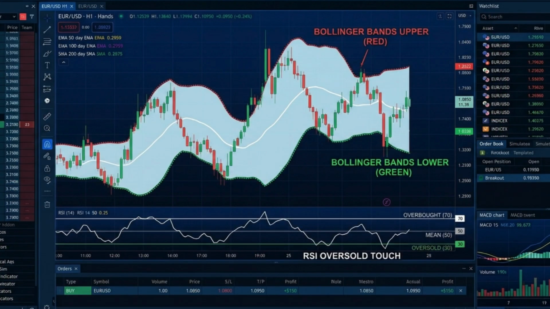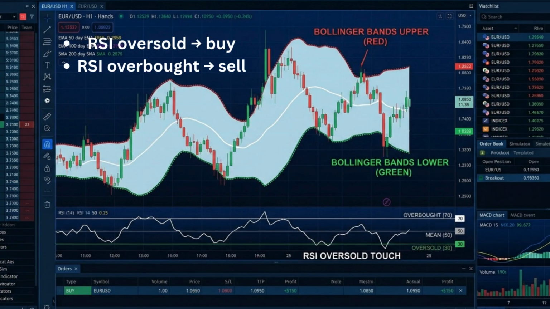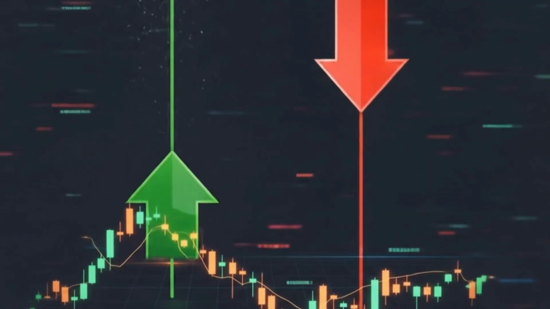Number two, mean reversion. Identify when price is too high or too low. Use indicators like RSI or Bollinger Bands. Buy low, sell high. This works because markets often return to their average.